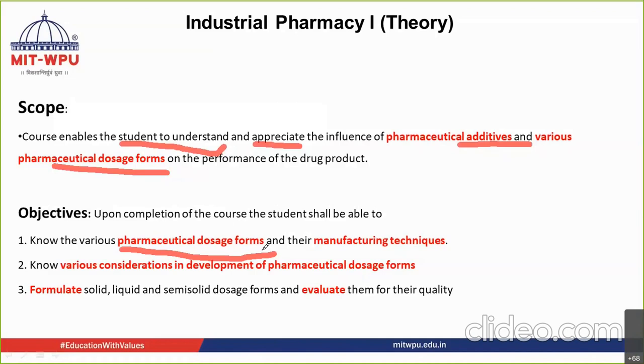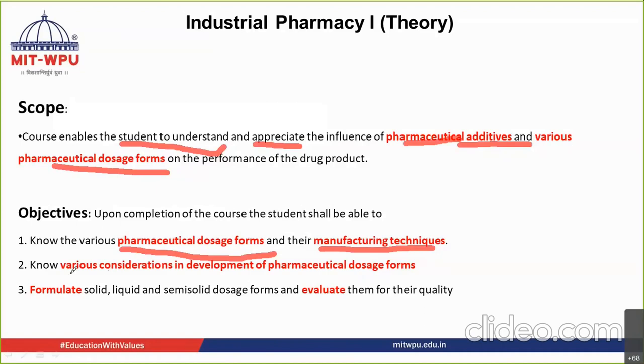So 6 to 7 dosage forms we are going to study. We are going to study their manufacturing techniques, so how we are going to manufacture things. We are going to study their excipients, as I talked about earlier, that is, the pharmaceutical excipients. Then what else we are going to do?